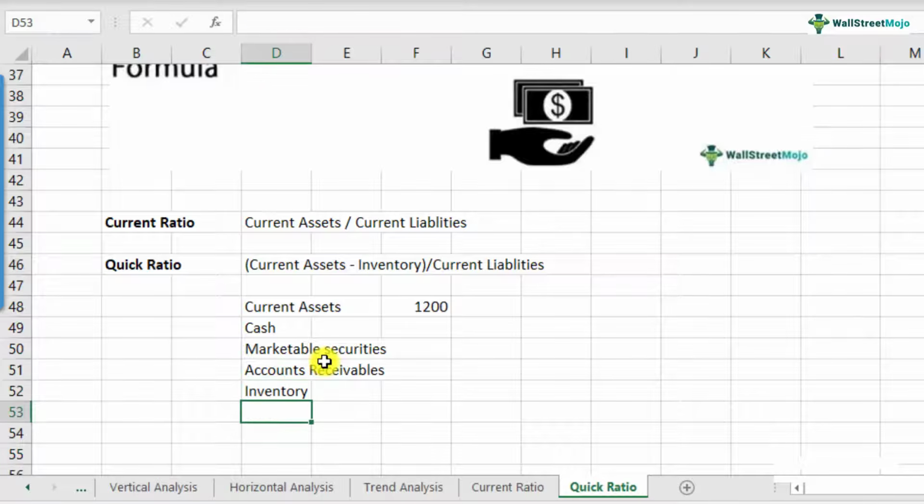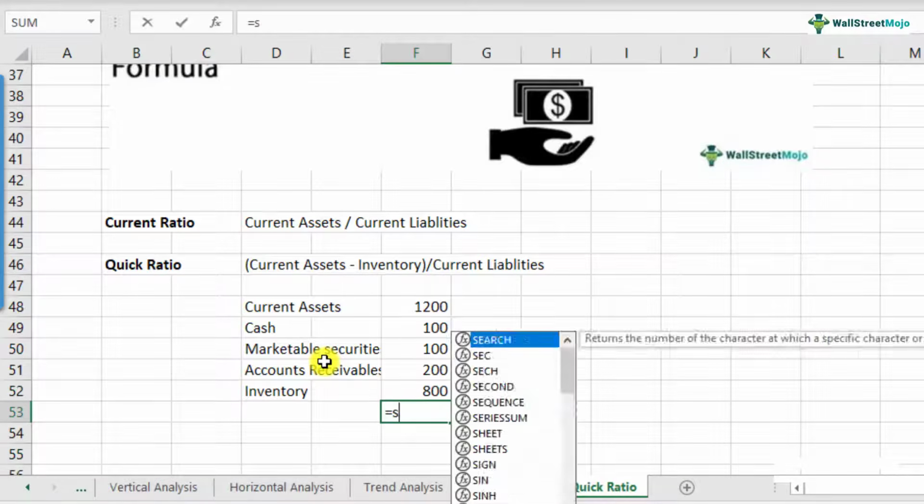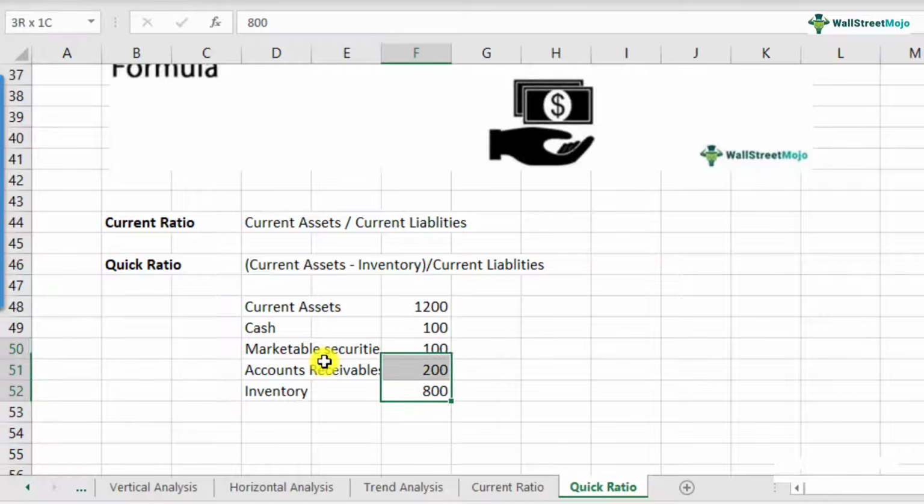So let's assume we have these 4 types of current assets, and I'll also give you the bifurcation: cash 100. Let's say this is 200, and inventory, for argument's sake, is 800. So the sum total is 1200. Let's take the current liabilities. Though the bifurcation won't be important, I'll just give you some random number. Let's say it's 1000.